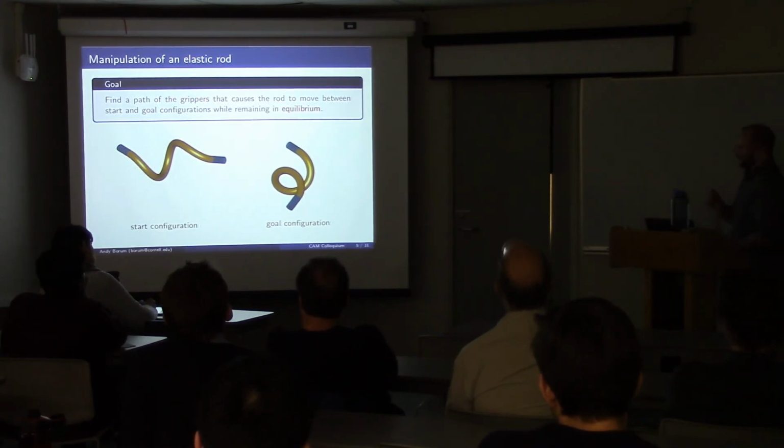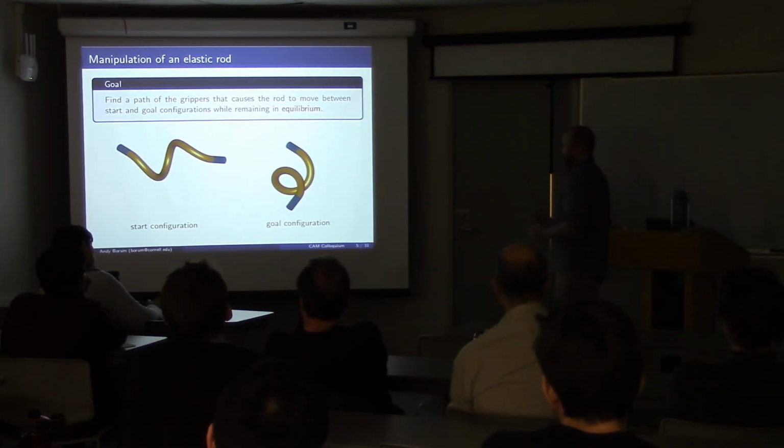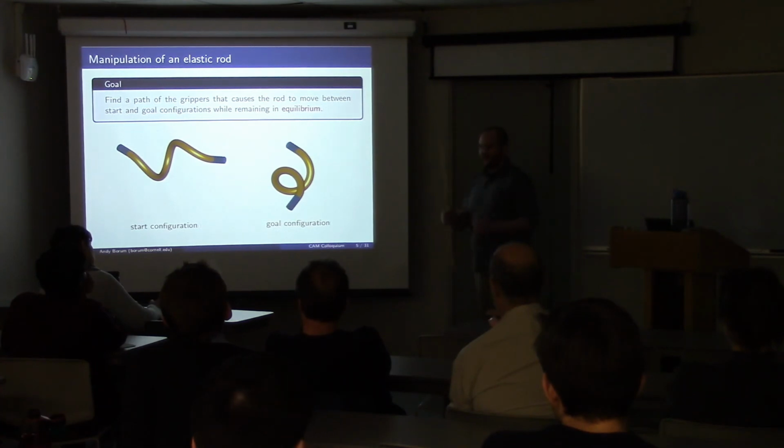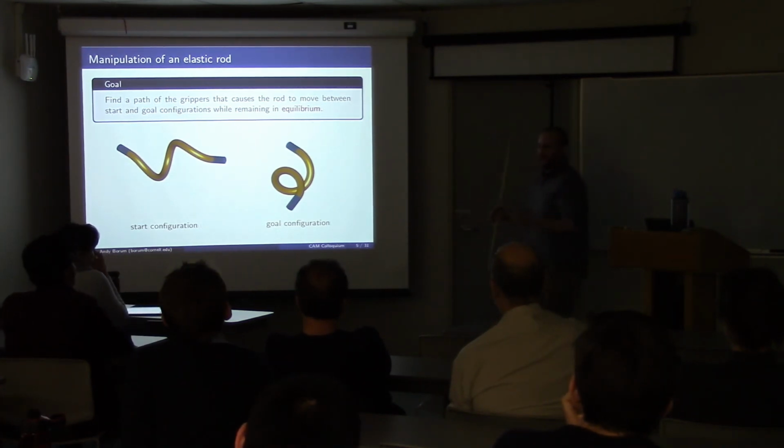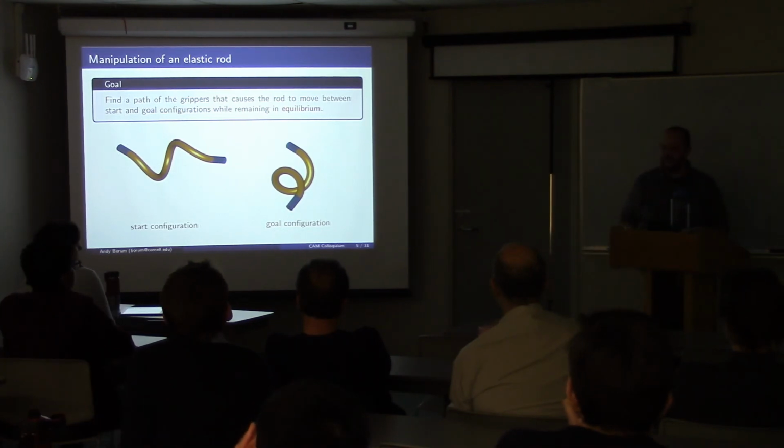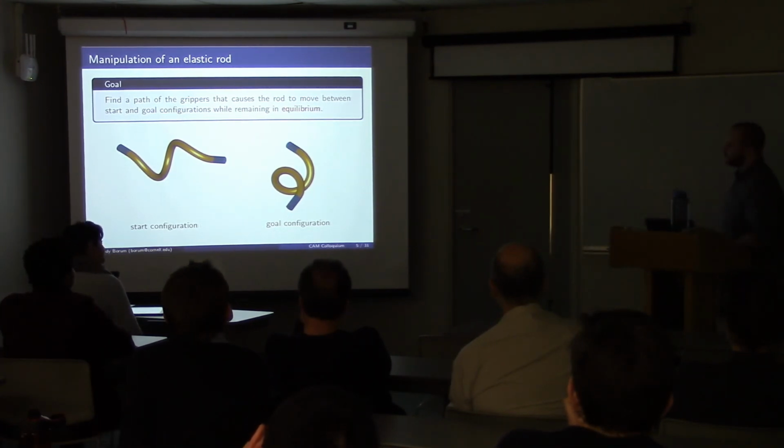So we're going to make one assumption. We're going to assume that everything's happening slowly and the rod stays in quasi-static equilibrium. So I'm moving the end slow enough that I can neglect dynamics, I can neglect vibrations, and everything is quasi-static.